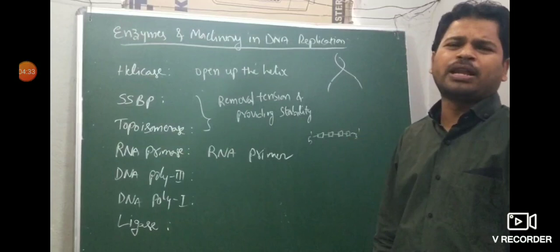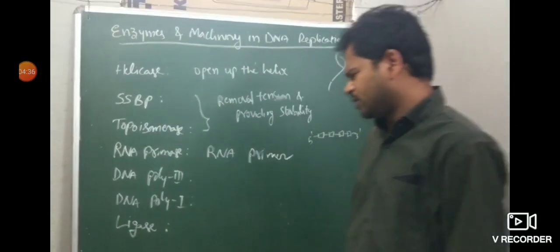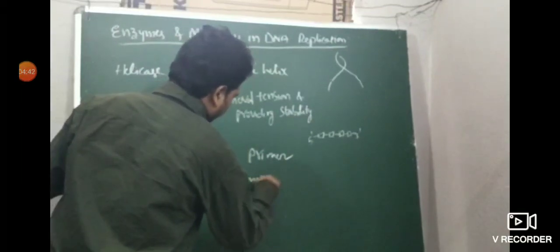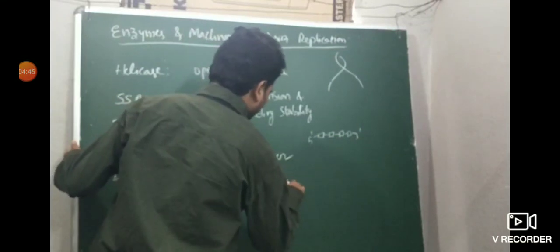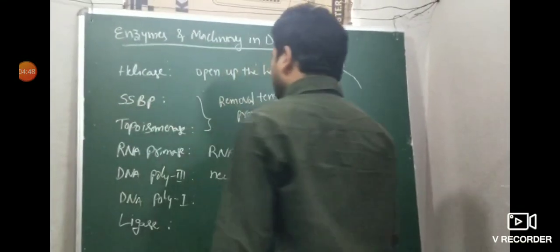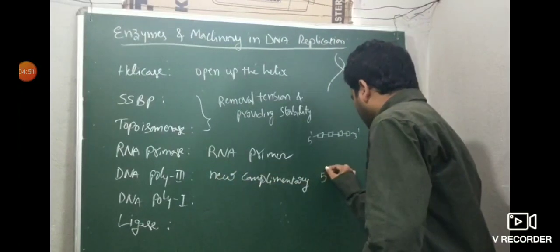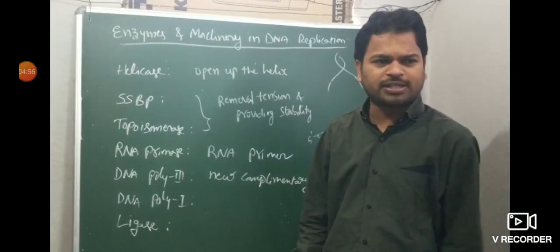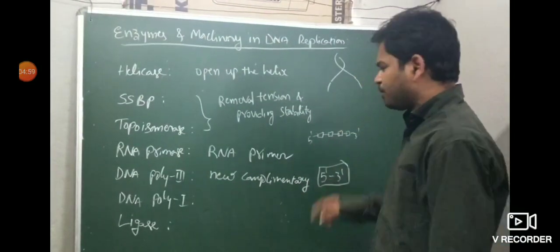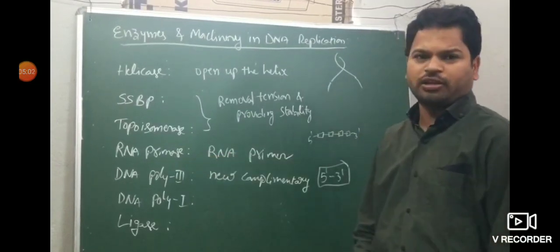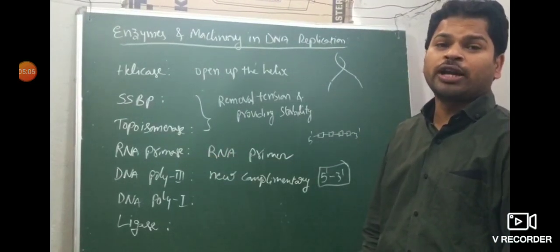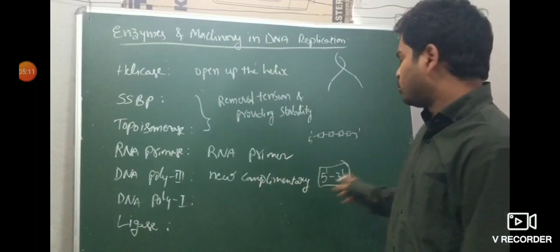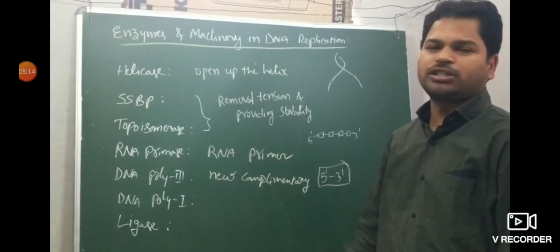Next, DNA polymerase 3 enzyme forms the new complementary strand, catalyzed by DNA polymerase 3, always in the 5 prime to 3 prime direction. This is very important. The new complementary strand is always formed in the 5' to 3' direction. New nucleotides are joined in the 3' direction, elongating the strand. That is DNA polymerase 3.